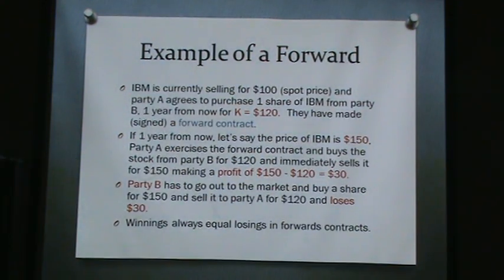So right now, no money has to be exchanged, you're just signing a contract. What that means is 1 year from today, person A will purchase one share of IBM stock from person B for the price of $120, regardless of what happens over the year. If IBM goes up to $200 a share, person A would like the fact that they get to buy it for $120. And person B would not like the fact that they have to sell it for $120. They'll wish they didn't agree to this.